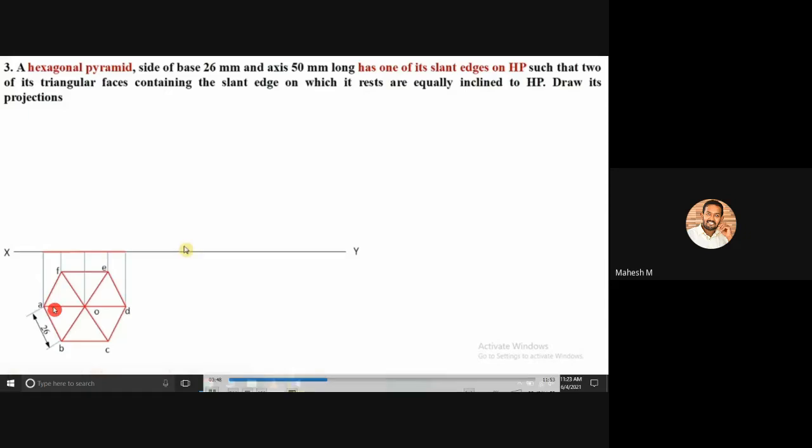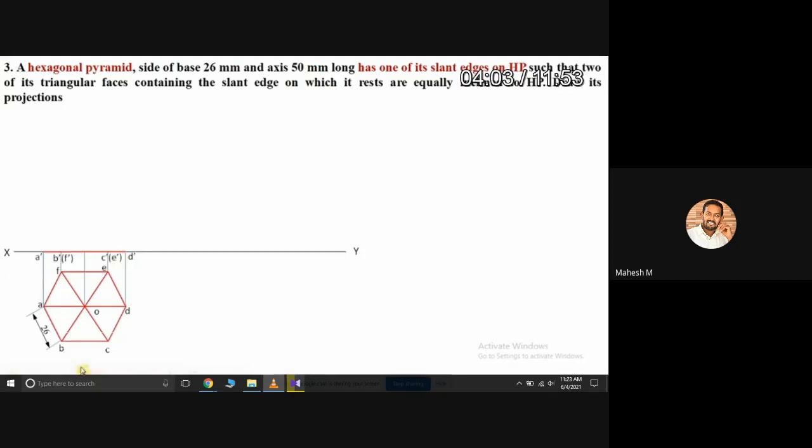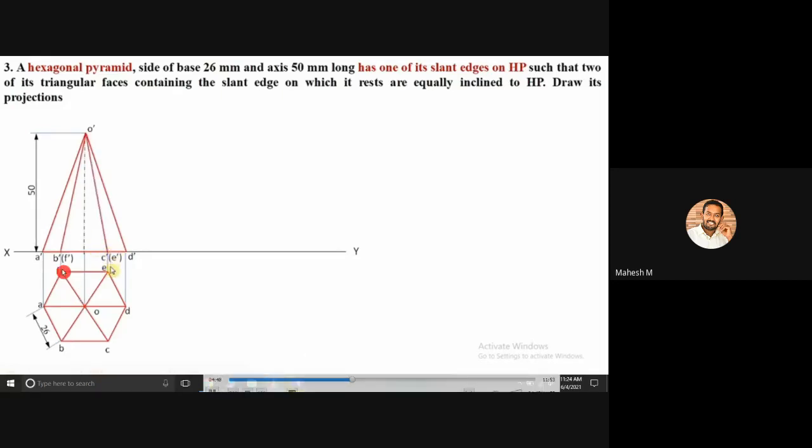Okay, so now you can create your axis with a dimension of 50 mm. Okay, then you can connect your axis with all the points. That means you can connect with A and you can connect with B and C and D. So connection of E and F is not visible. So you don't have to worry about that because you have already drawn the dot line before. So dotted line is not necessary. So O and B and O and F is the same line.